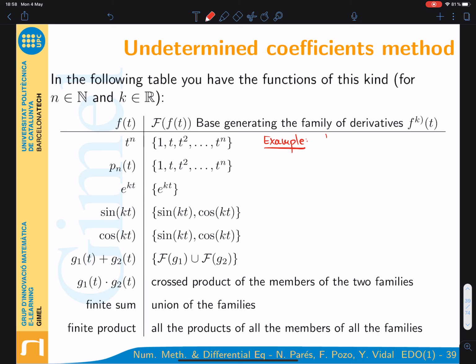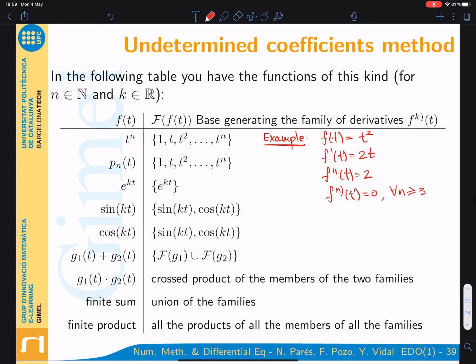Let's start assuming that f of t is a polynomial like t squared. Okay, which are the derivatives of this function? F prime is 2t, f prime prime is equal to 2, and for any other derivative, for all n greater or equal than 3, the derivative is 0.